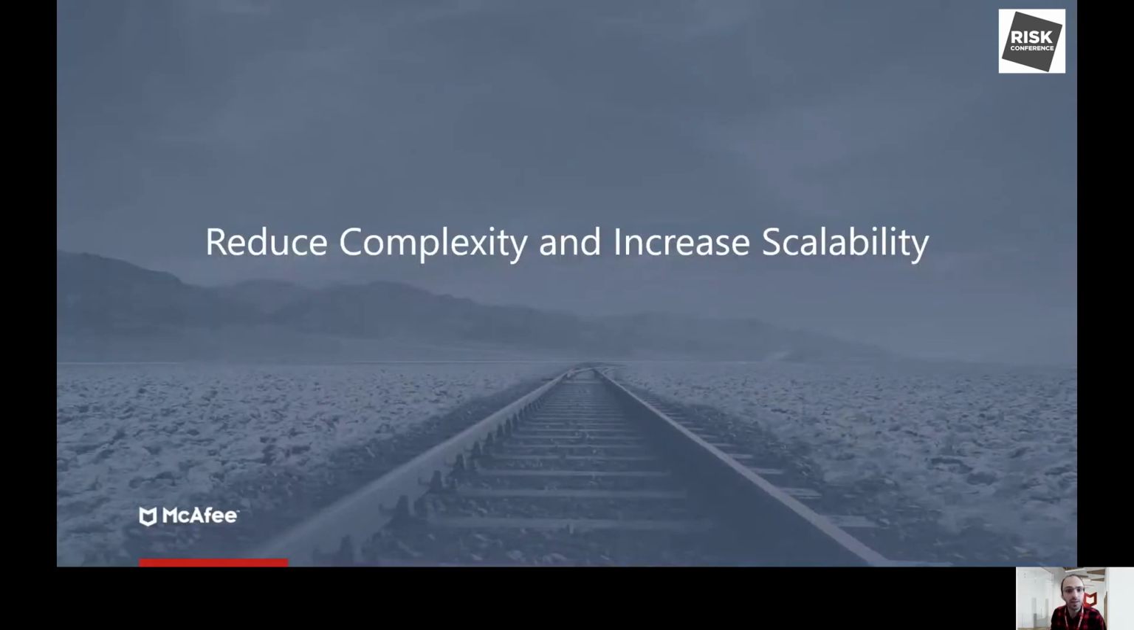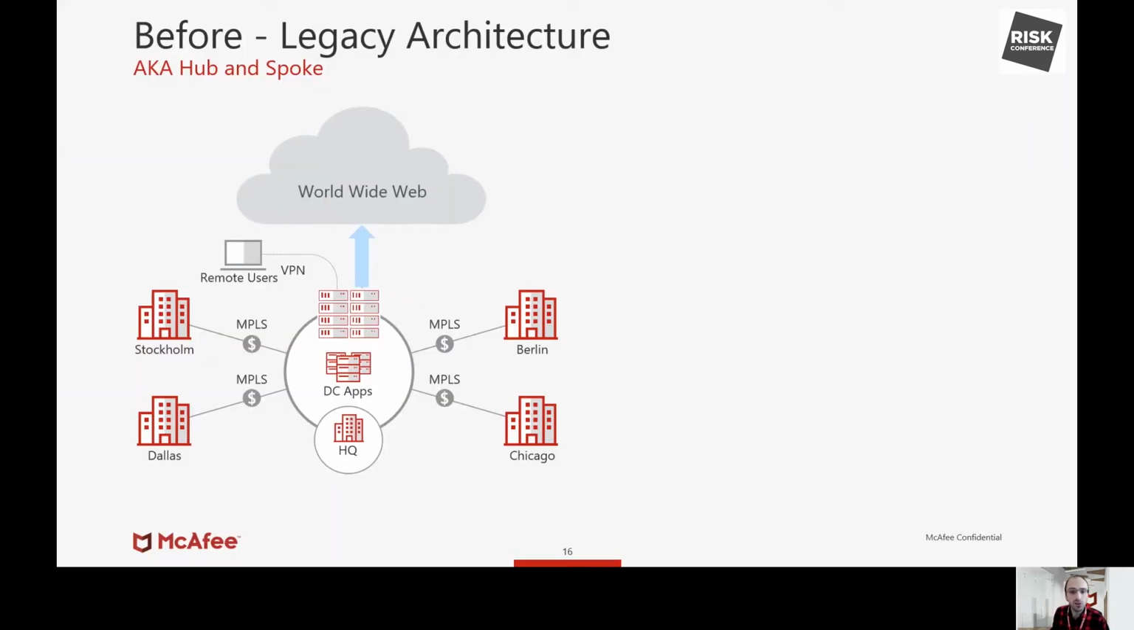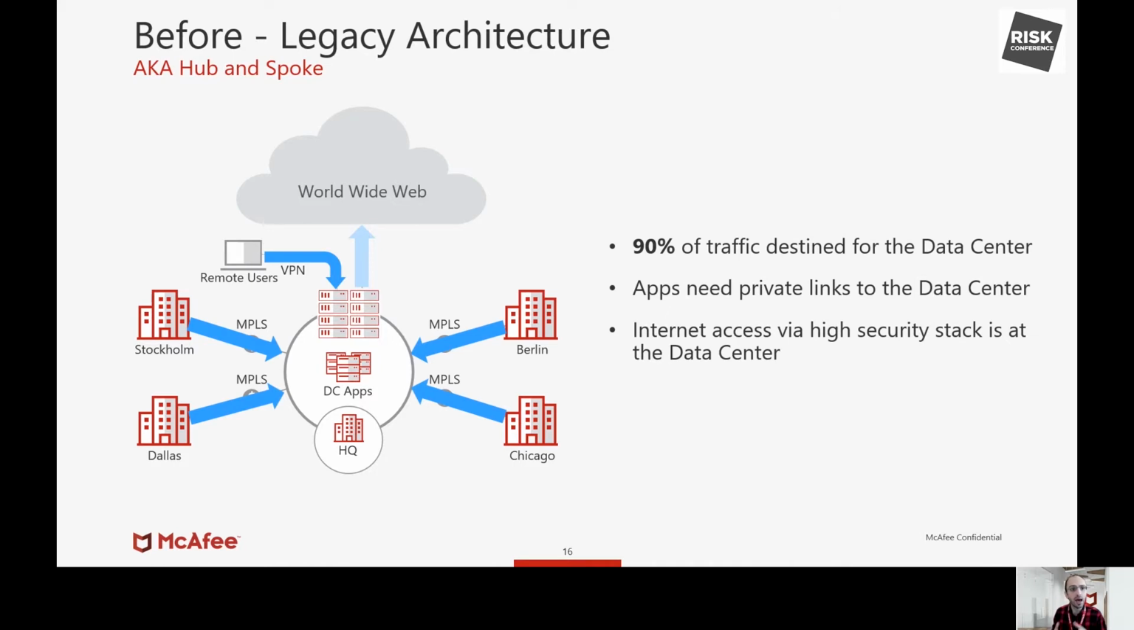Reduce complexity and increase scalability is another point. Generically, companies go through a hub and spoke architecture, which is a kind of legacy architecture nowadays, because it means that different offices will have their own traffic backhauled towards their corporate data center in order for this traffic to be scanned, analyzed and blocked. So 90% of traffic is going to be destined towards the data center. Applications will need private links to the data centers, and internet access via a high security stack is happening at the data center.